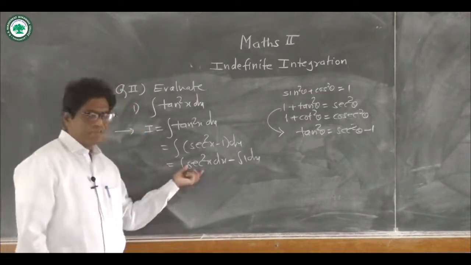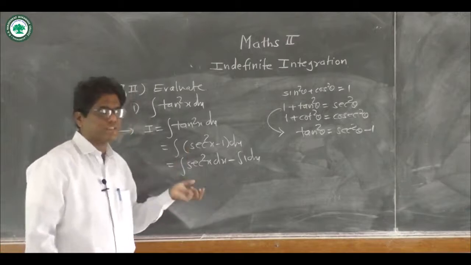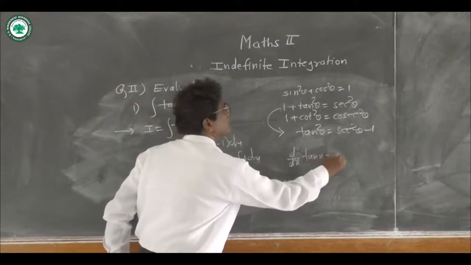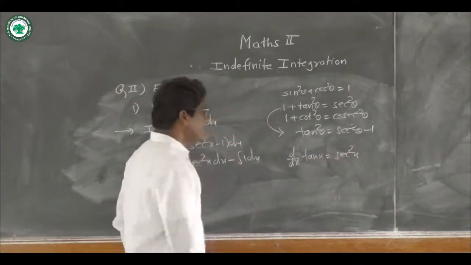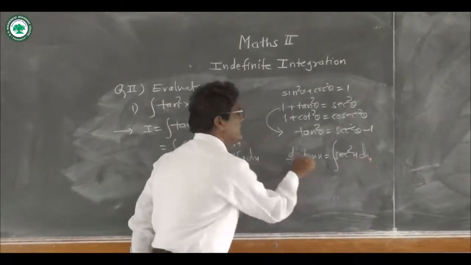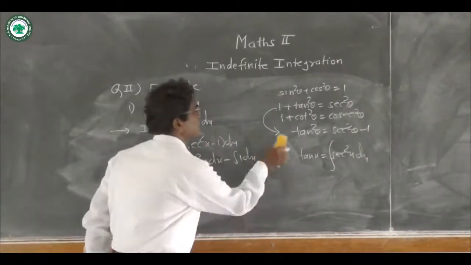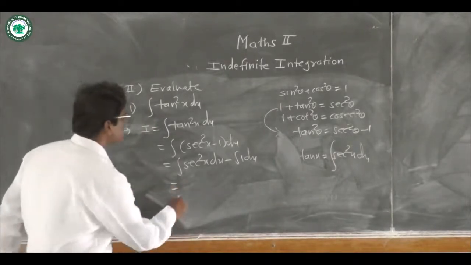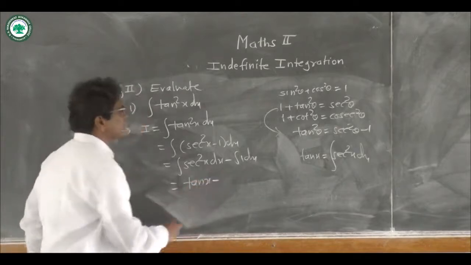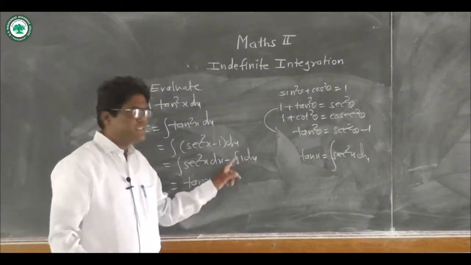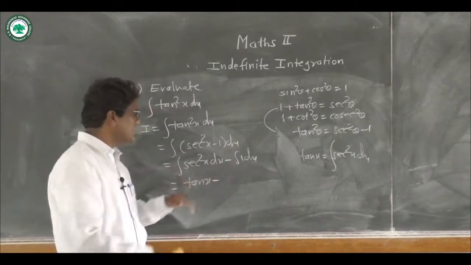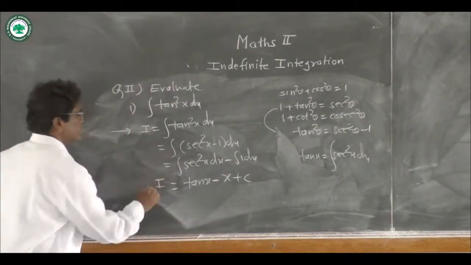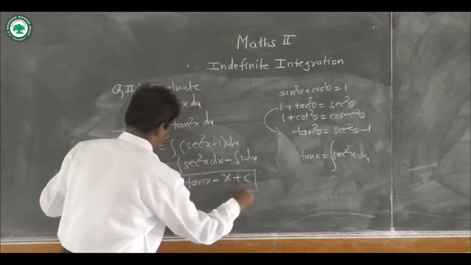And we know that sec square x is the derivative of tan x. dy by dx of tan x is equal to sec square x. And therefore integration of sec square x is tan x. And therefore this is equal to tan x minus integration of 1 dx. 1 is the derivative of x, and therefore integration of 1 is x, plus constant of integration. This is the solution of the first problem.